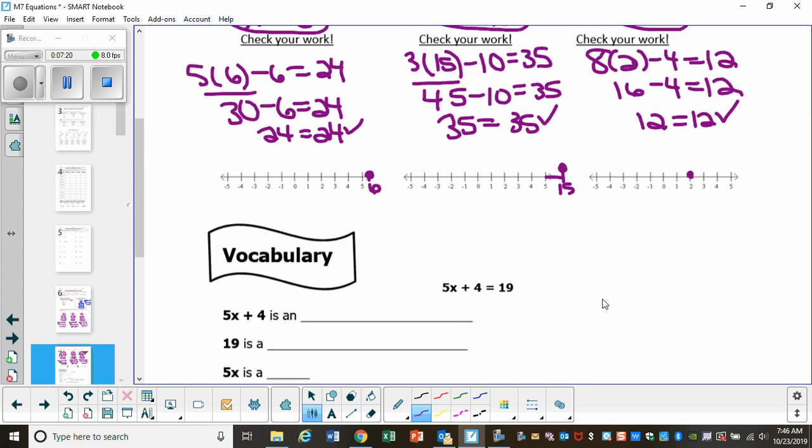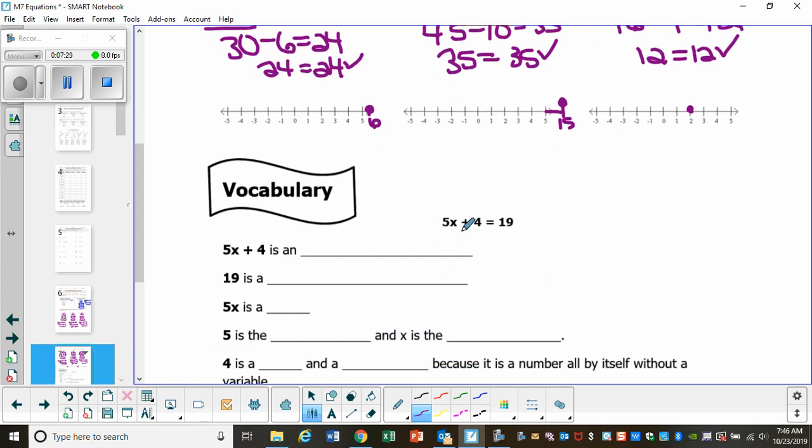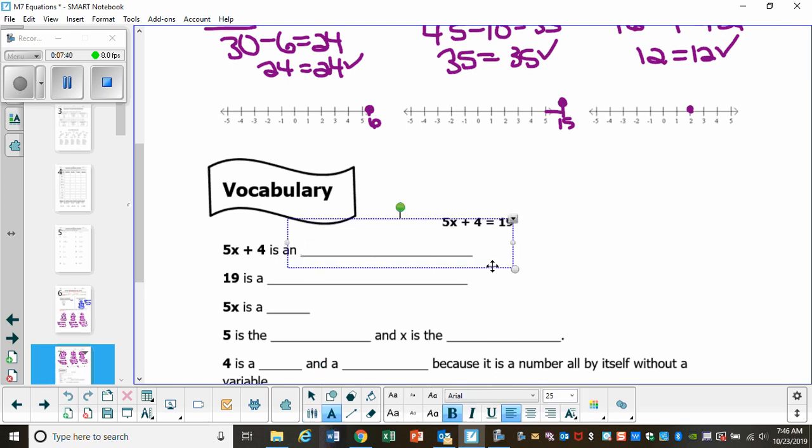All right, so lastly, let's go over some vocab, because this unit is very heavy on vocab, so our unit test will have lots of vocabulary terms. Okay, so it says 5x plus 4 equals 19. 5x plus 4 is an algebraic expression. And remember, it's an algebraic expression because it's got numbers, variables, and symbols. 19 is the total.